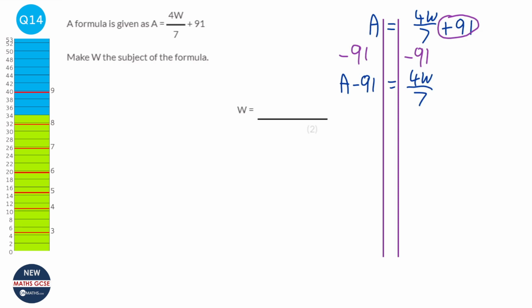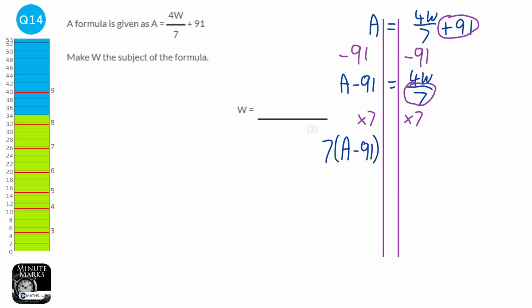Next, we've got this 4w that's trapped in this fraction. So we've got to get rid of this fraction here. So that is over 7 or divided by 7. How do we get rid of that? Well, we times both sides by 7 because the opposite or the inverse of divide is times. So we're going to end up with 7 times a minus 91, so it's timesing the whole thing, equals 4w.